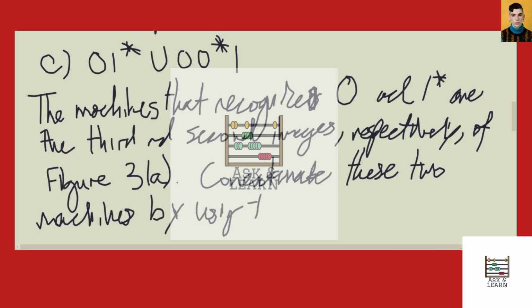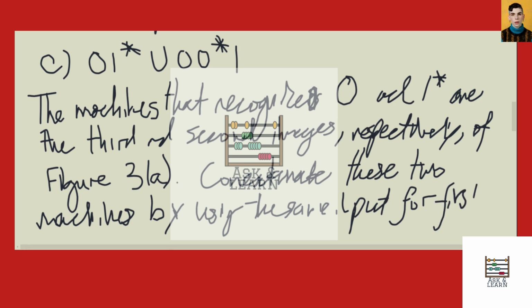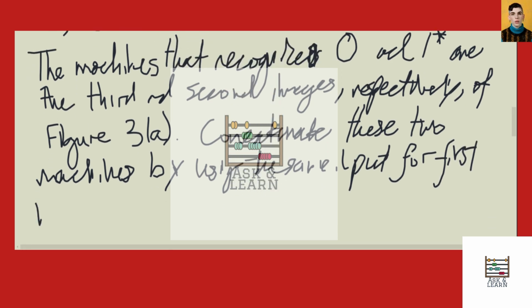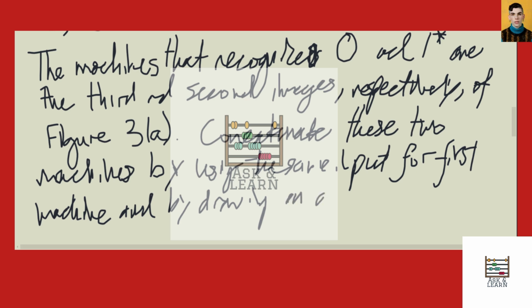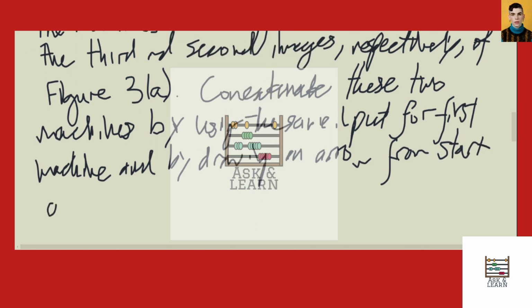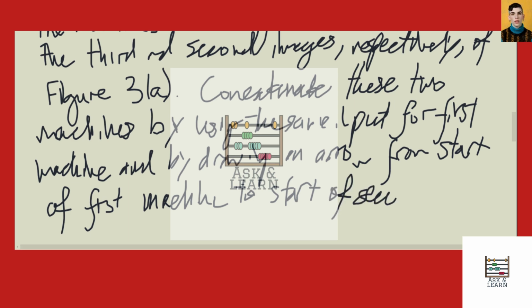We'll concatenate these two machines by using the same input for the first machine for 0, and by drawing an arrow from the start state of the first machine to the start state of the second machine, the one for 1 star. So we've concatenated these two machines to get the machine for 0, 1 star.